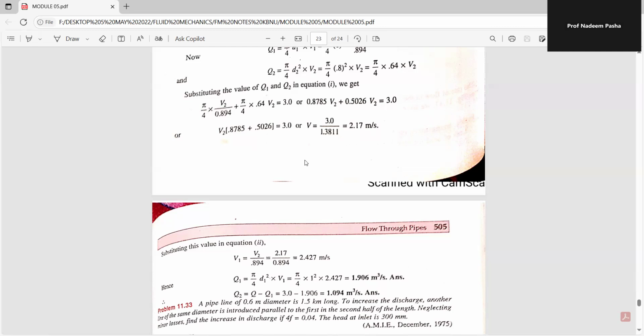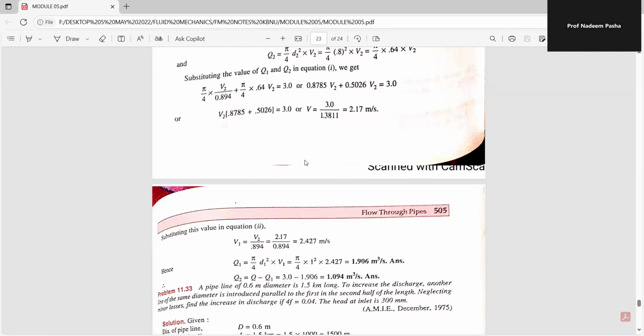This type of problem you can expect in exams and even competitive exams. You need to remember the equation for pipes in series, the equation for pipes in parallel, and the equation for the equivalent pipe.